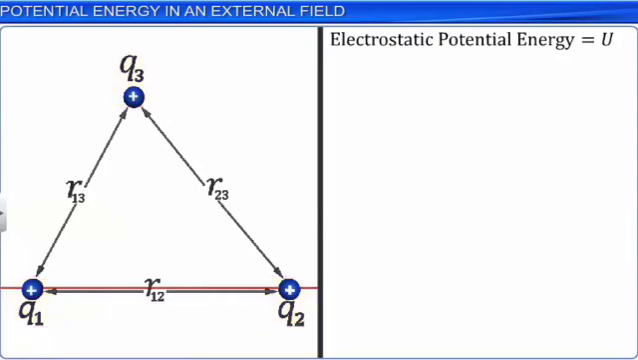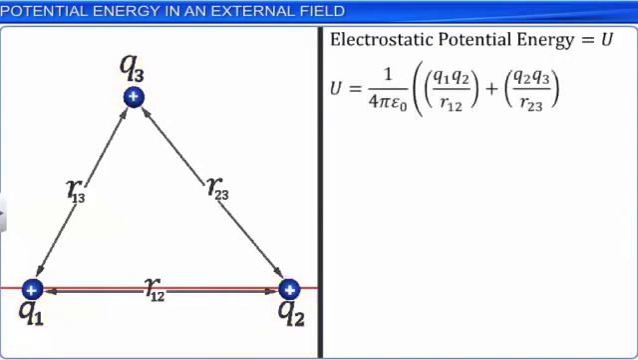can be calculated using the formula U is equal to 1 by 4 pi epsilon naught into Q1 Q2 by R12 plus Q2 Q3 by R23 plus Q3 Q1 by R13, where R12 is the separation between Q1 and Q2, R23 is the separation between Q2 and Q3, and R13 is the separation between Q1 and Q3 respectively. Let this be equation 1.